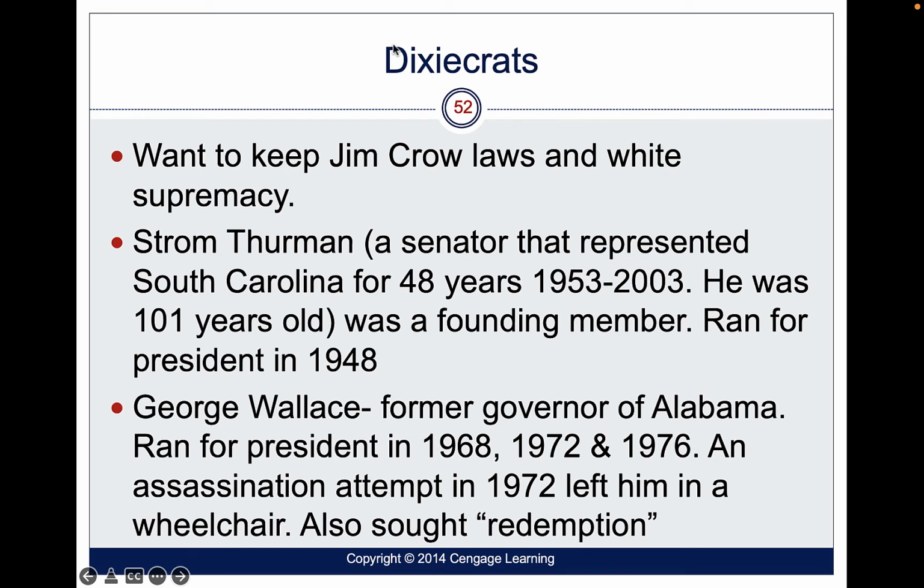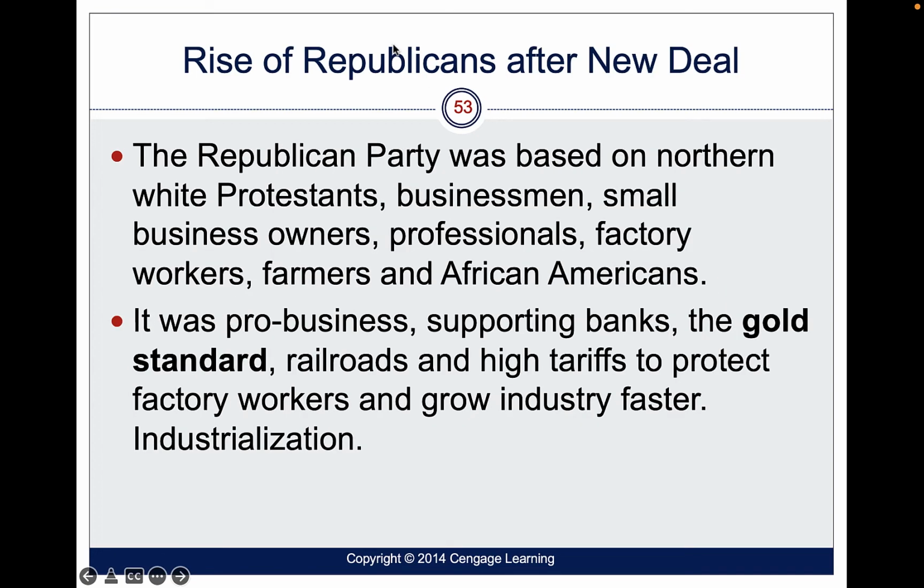Strom Thurmond, I mentioned him, ran for president in 1948 and served in the Senate all the way up until 100 years old. So it's kind of weird that we have a segregationist that was still getting elected in the early 2000s. George Wallace, former governor of Alabama, ran for president in 68, 72, 76. There was an assassination attempt that left him in a wheelchair, but he said he sought redemption. And ironically, these two people who were kind of racist both had relations with people of other races. So it's all kind of the hypocrisy that we see.